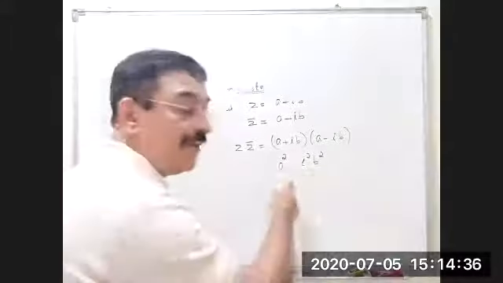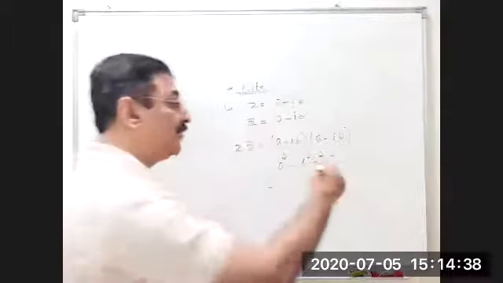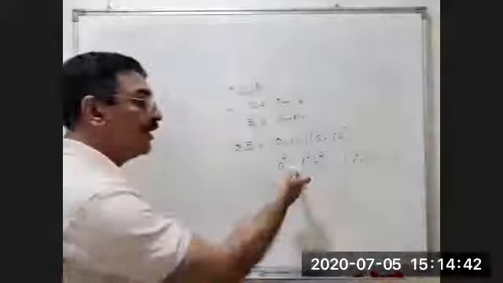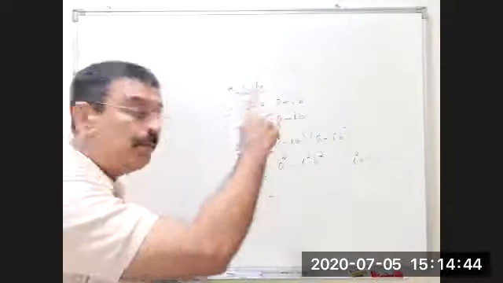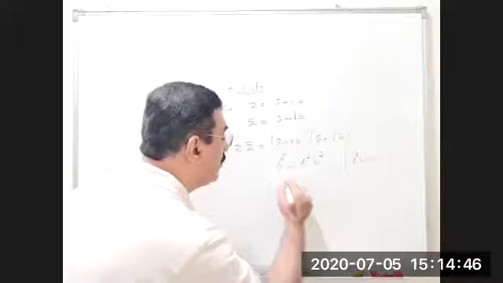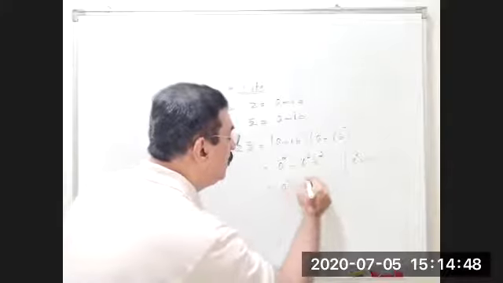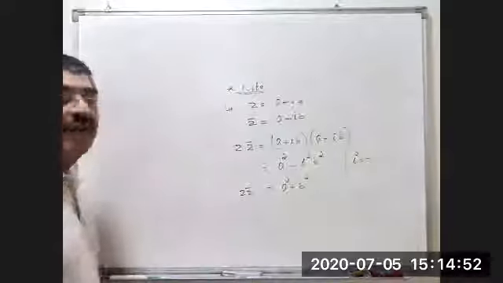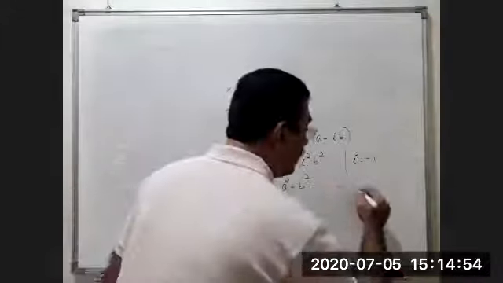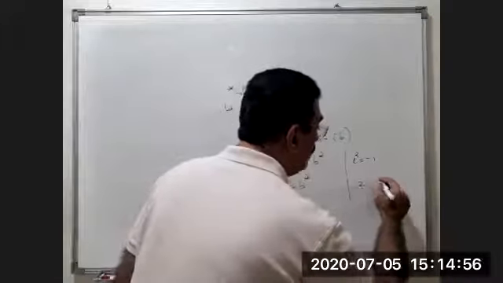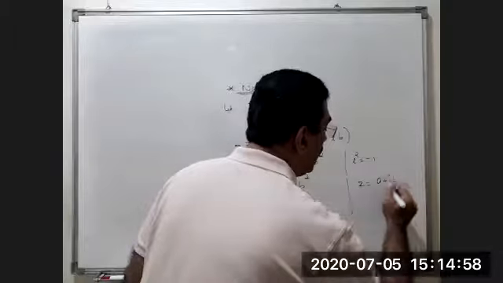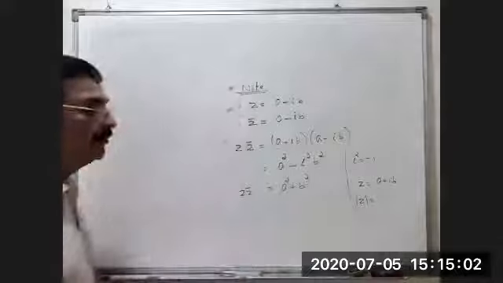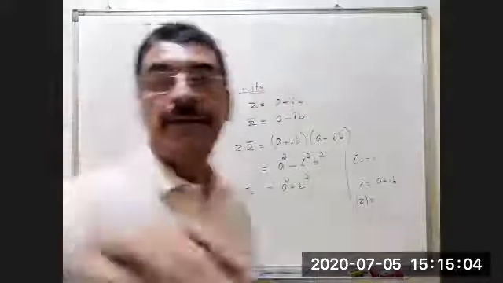Now, what is i square? We know that i square is minus 1. Then minus i square will be plus 1. So we get it as a square plus b square. We got Z Z bar as a square plus b square. But we know that if Z is equal to a plus ib, then what is the meaning of this one? Modulus Z.